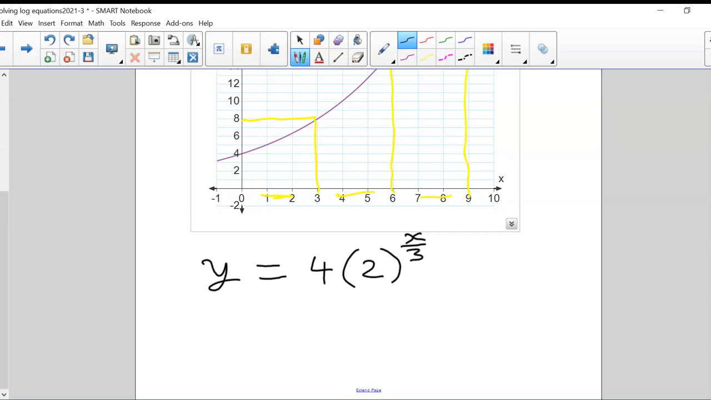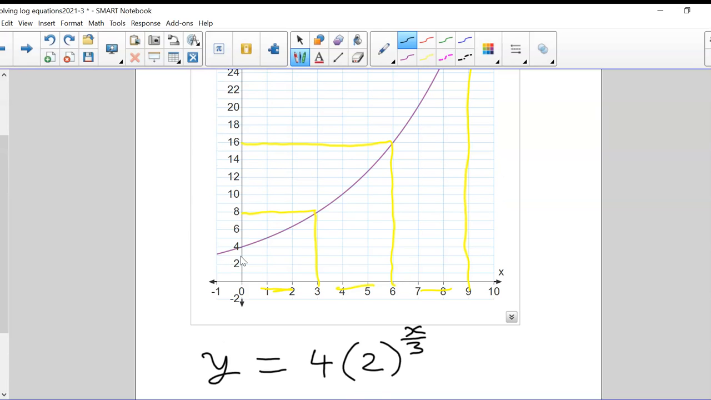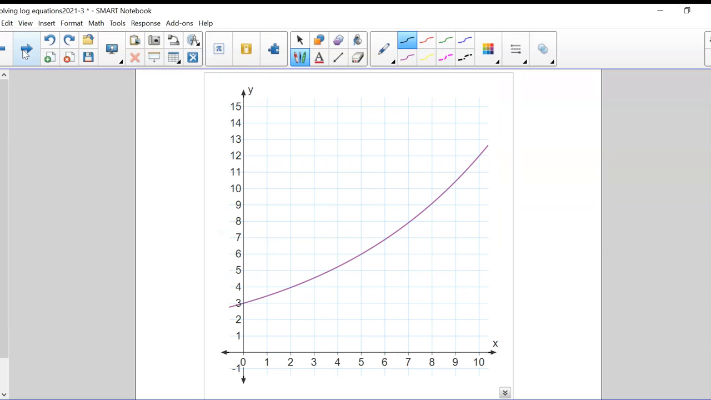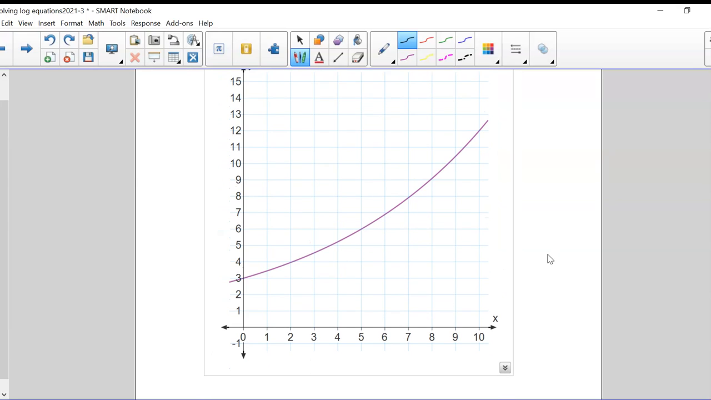And I can test this out with any value. I can put in, for instance, a value of 6. So that'd be 4 times 2 to the power of 6 over 3. I guarantee you I'd get the 16 from that, and so on and so forth. All right, we're going to come back to this equation shortly, but let's now take a look at this one. I want you to see if you can give me an equation for that function.